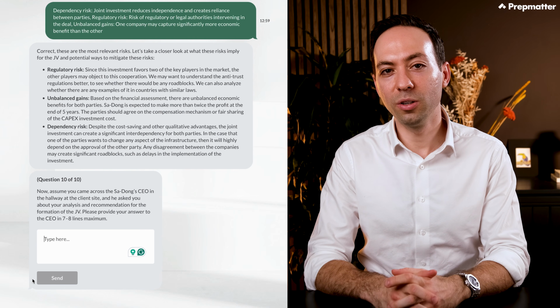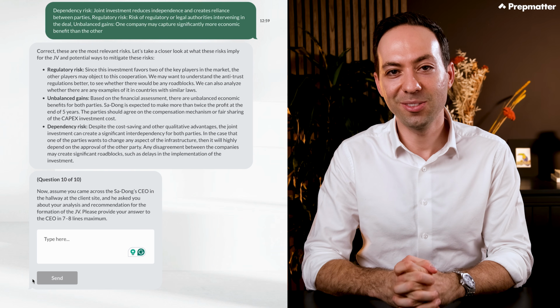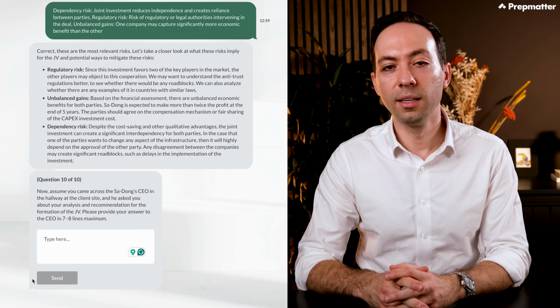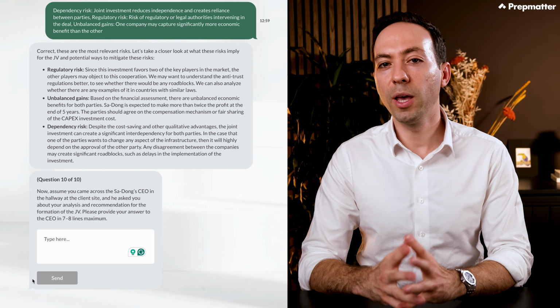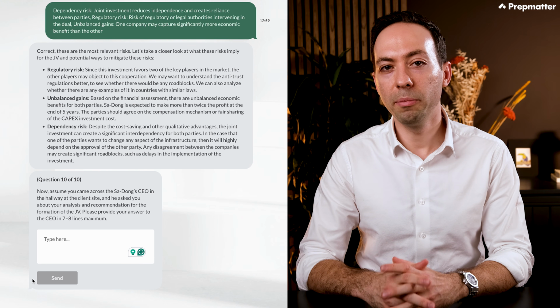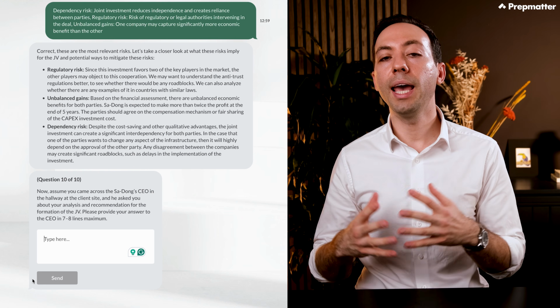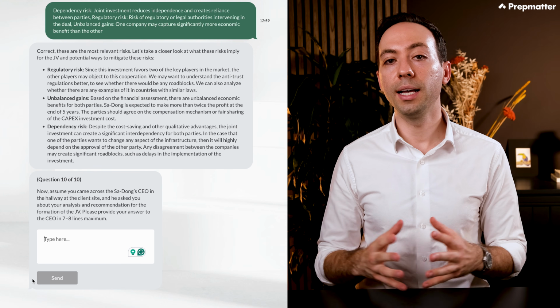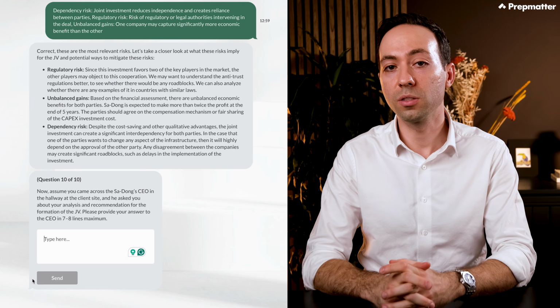Let's take a closer look at what these risks imply for the JV and potential ways to mitigate these risks. Regulatory risk. Since this investment favors 2 of the key players in the market, the other players may object to this cooperation. We may want to understand the antitrust regulations better to see whether there would be any roadblocks. We can also analyze whether there are any examples of it in countries with similar laws.